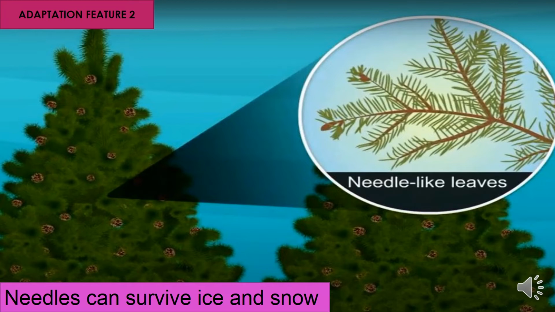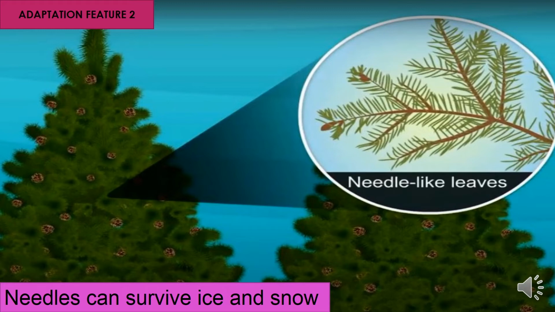Another feature that these trees have, children, is that their leaves are needle-like. They are converted or modified into needle-like leaves. They are not broad, they are not flat, but the leaves are rolled up into fine needles. How do needles help them to survive in the mountains? The needles survive the ice and the snow. So the needles help the trees and protect the trees from the snow.